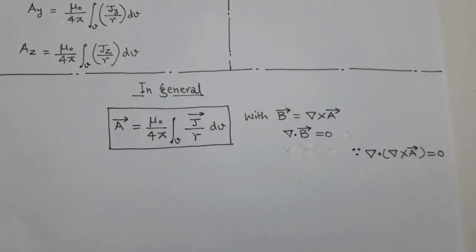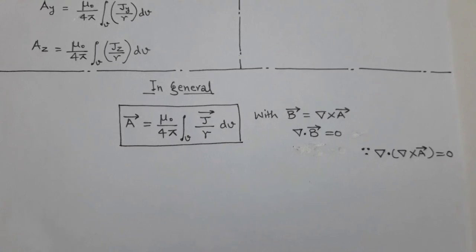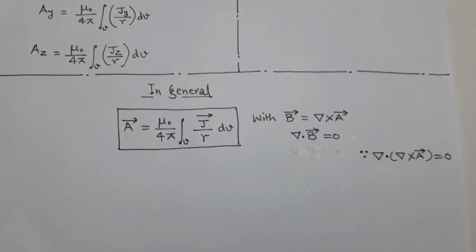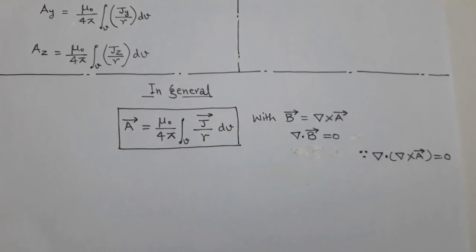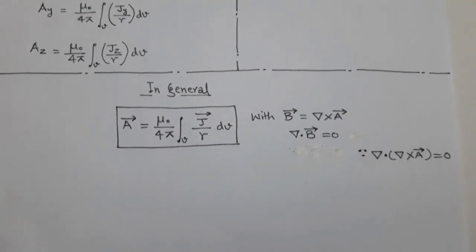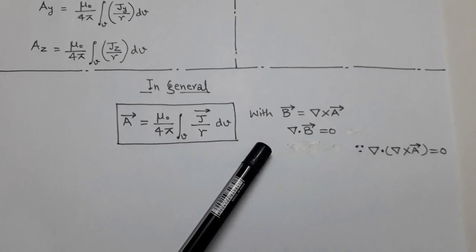So in general, we can write a vector magnetic potential A vector equals mu naught upon 4 pi volume integration J vector upon R into dV. So this is a vector magnetic potential in terms of current density J vector, that is mu naught upon 4 pi volume integration J vector upon R into dV.